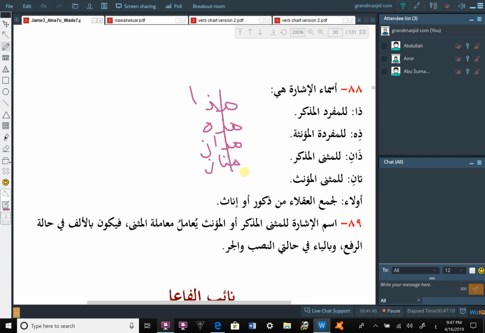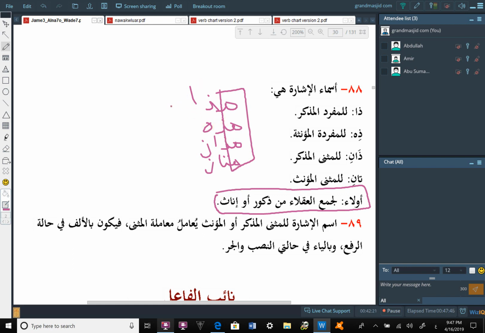However, this ha is called harf at-tanbih, the harf of getting your attention. Ha! This. Here, this. So this ha is not actually part of the dhamir. Before I go into this part, I want to keep it simple right now.